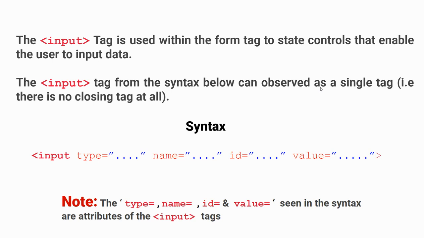From the syntax below, the input tag can be observed as a single tag. That is, there is no closing tag at all. The input tag is a single tag, so it's just one independent tag on its own. Some call it a self-closing tag, and you could call it that too. So that's basically how the input tag has its syntax. It's not a multi-tag. It doesn't have anything closing it.